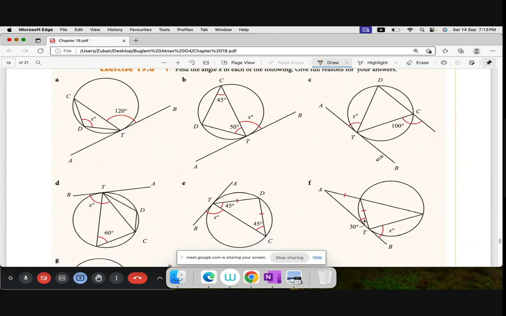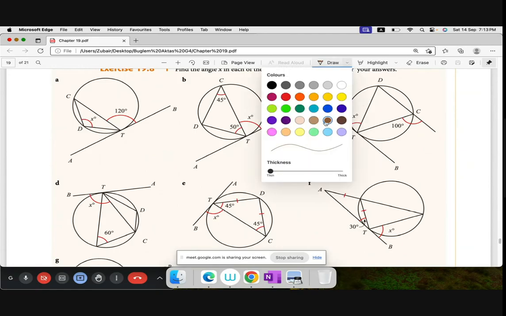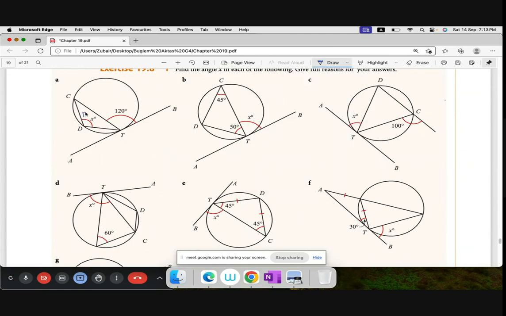First one. What is the value of x? It would be 120. That's 120. Value of x again. It equals D, right? Yes. So that would just be 85. Correct. X again.